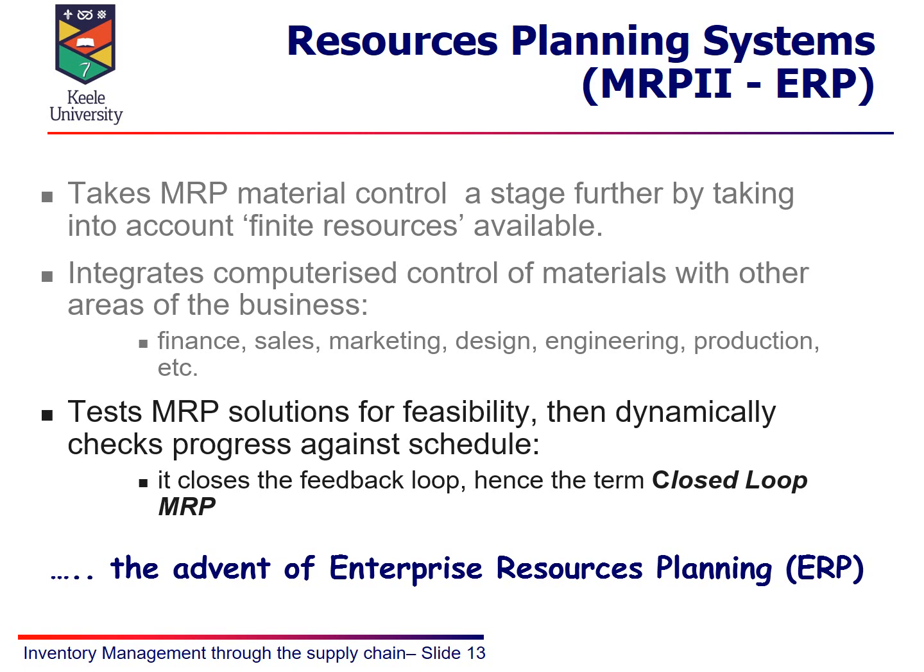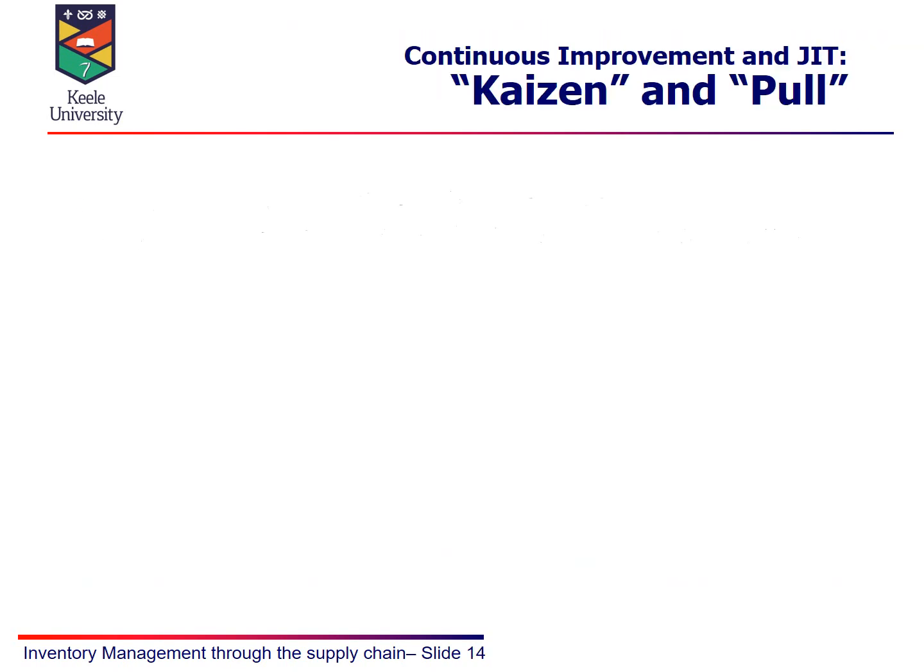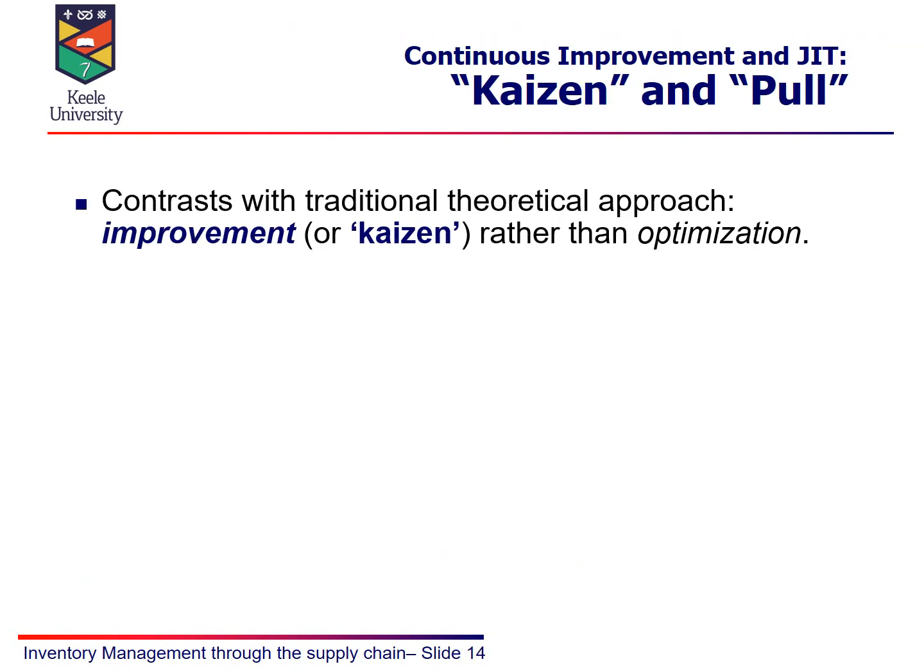Okay, so resources planning makes sense and is an alternative to the more traditional reorder level economic order quantity style of managing inventory. Now, what we're going to move on to is to look at what we call pull systems. And this contrasts with the traditional approach that we've just looked at.